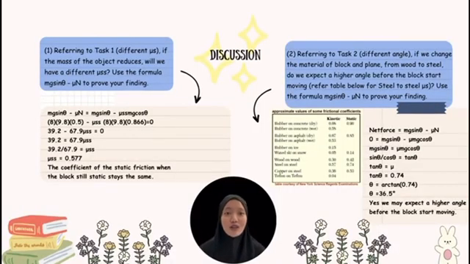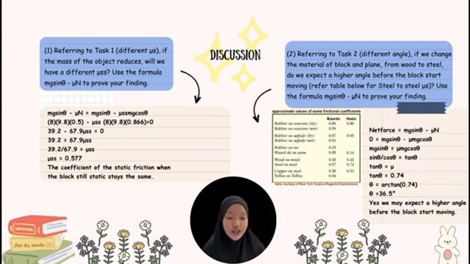Hi, so I'm going to show how to solve the discussion part. The first question, referring to task 1, different coefficient of static friction: if the mass of the object reduces, will we have a different coefficient of static friction when the block is still static? Use the formula given to prove your finding. The formula can also be written as 0 equals mg sin theta minus coefficient of static friction when block is still static times mg cos theta. Now, all we need to do is insert the values into the formula. But don't forget to change the mass value, because we want to see if we will have a different coefficient of static friction if the mass of the object reduces.